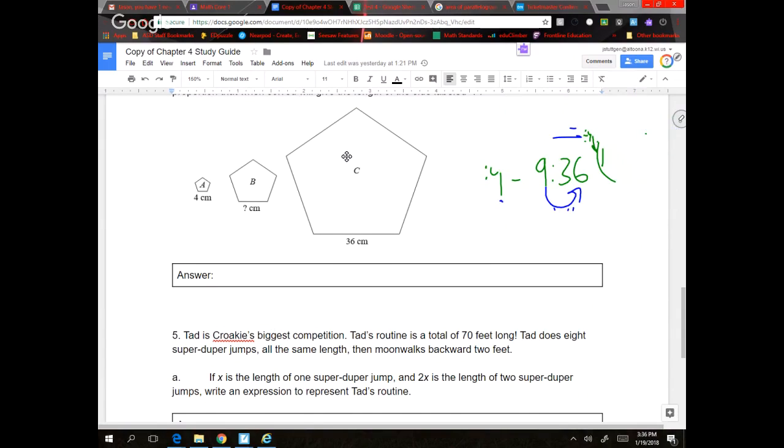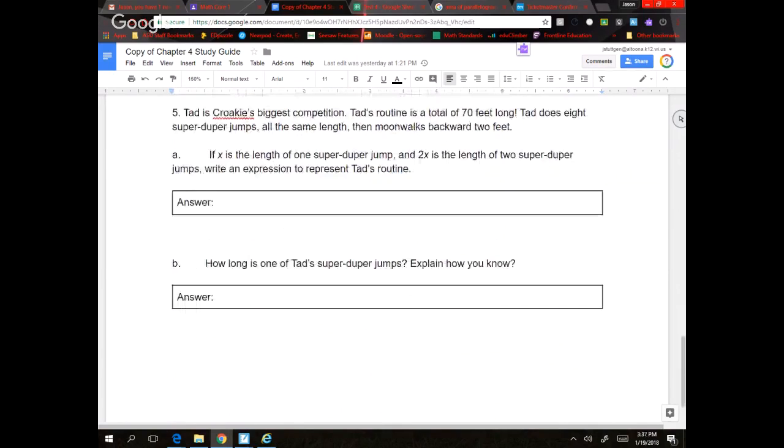Okay, next one, and last one actually, was dealing with the frog again, and this is very similar to the problem you had, except you had 2 variables in it. So, starting off, it says Tad does 8 super double jumps. We don't know how big those are, so we have to use a variable. In this case, it tells us to use x. So it's 8 times x, because it's 8 times however big each of those jumps are.